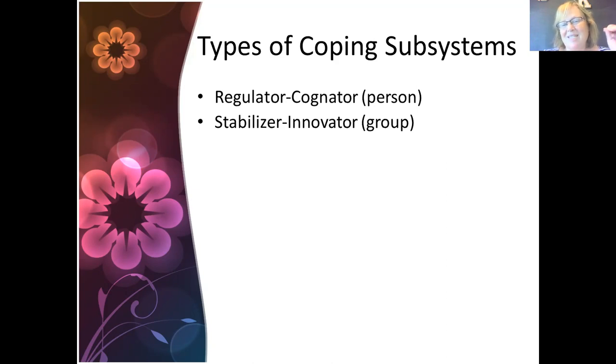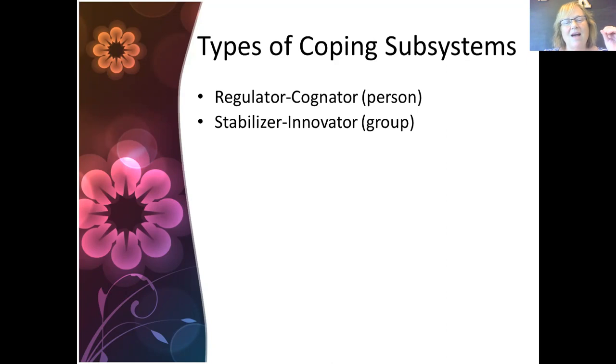So now let's think about stabilizer and innovator. Whereas regulator and cognator are the systems that are used by an individual, when we're talking about a group, a group doesn't share a common physiological environment. If you change the heart rate of one person, everybody's heart rate doesn't change, right? We don't share a common physiological environment, but we share a common physical environment, right?